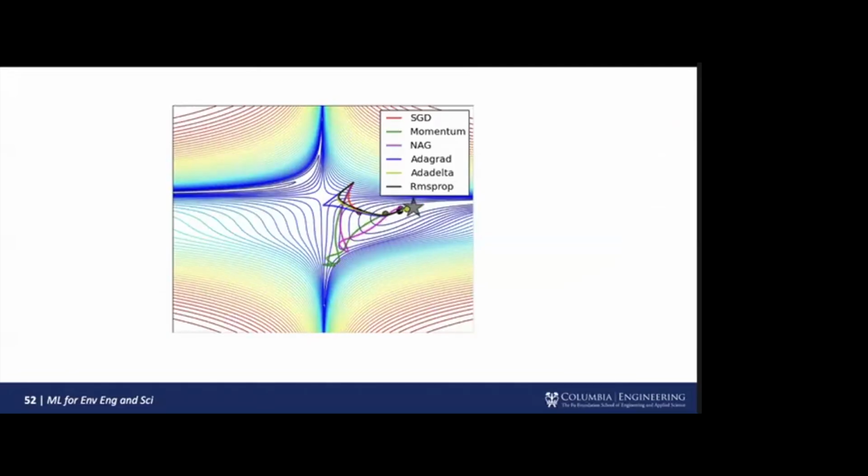Plain SGD tends to zigzag and moves slowly, see here. Momentum smooths the path and moves faster. Methods like AdaGrad, AdaDelta, RMSProp, and Adam adapt the step size and usually reach good solutions more efficiently. The key point is not which path is best here, but that optimizer choice affects how fast and how reliable your training is. In practice, Adam or RMSProp are often good default choices.